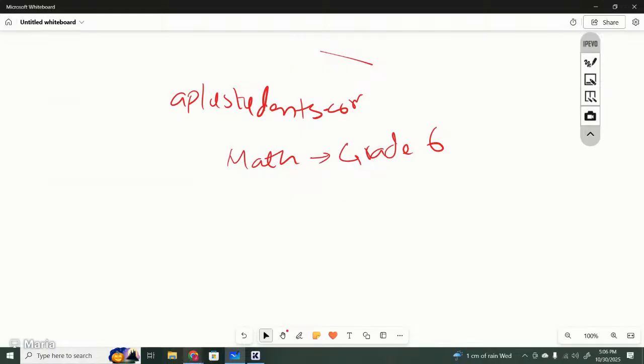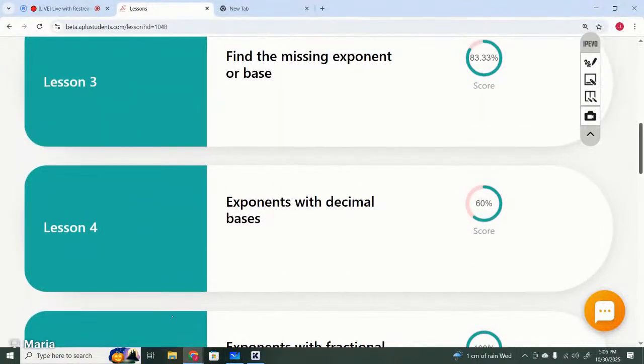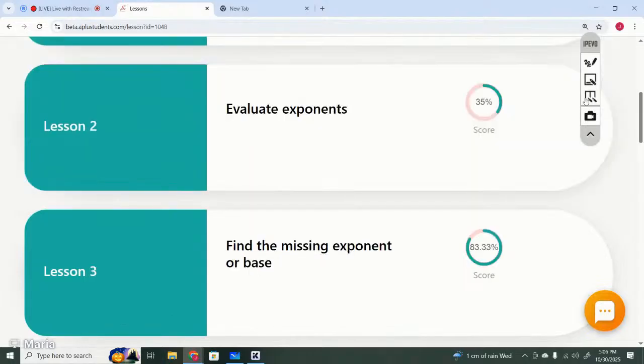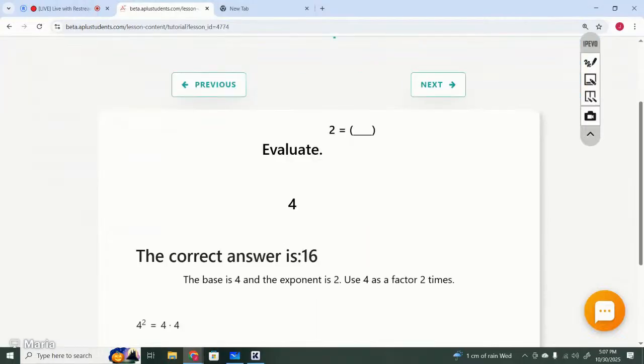Let's just start with the chapter exponents and square roots. Let's start with the first lesson, that is evaluate exponents. Basically we are going to learn how we evaluate the exponents, how we write the number in exponent form, right?